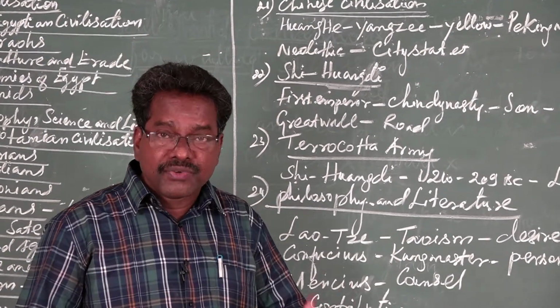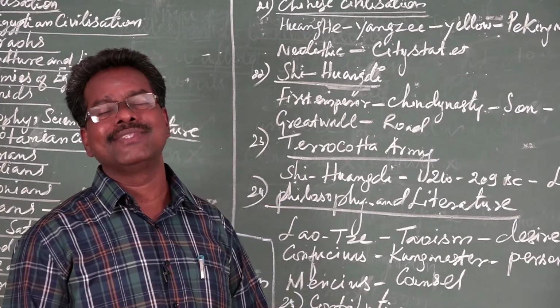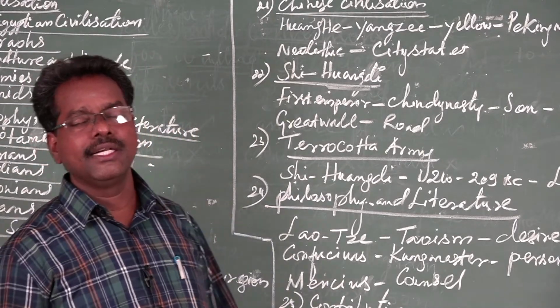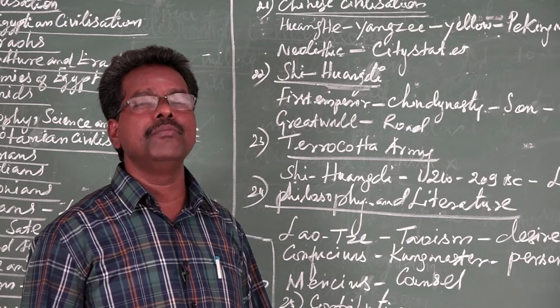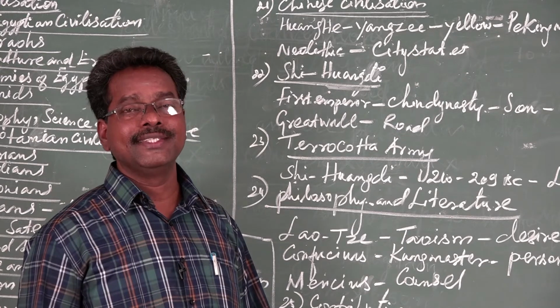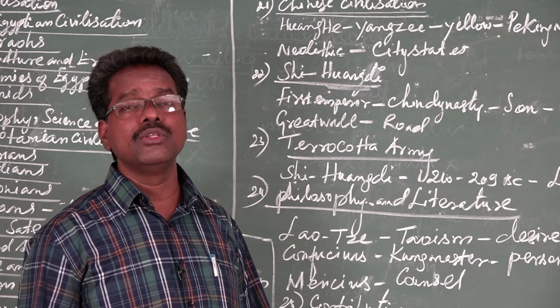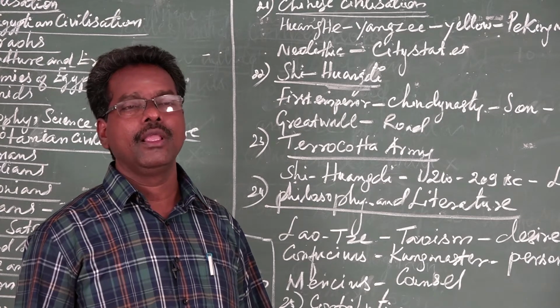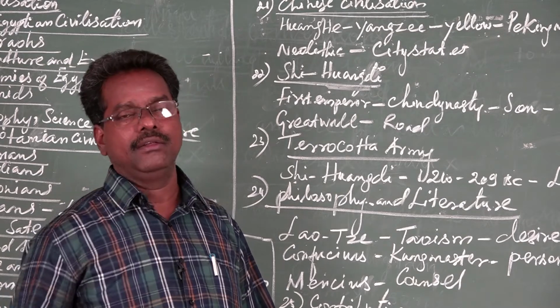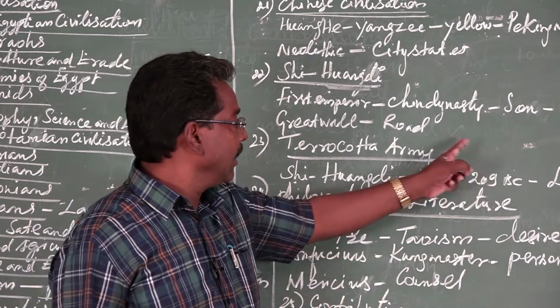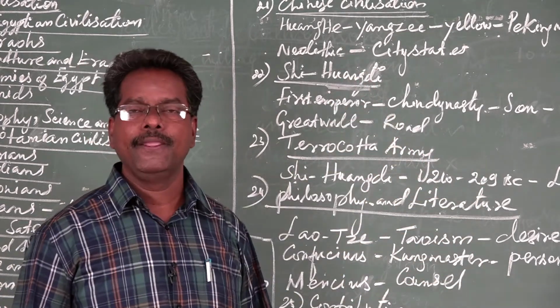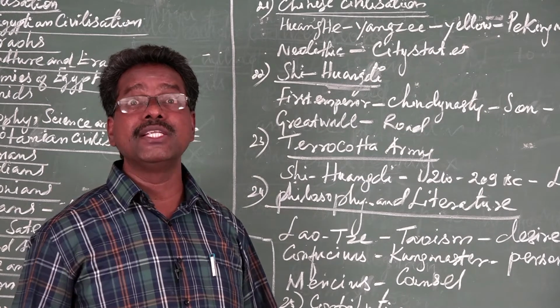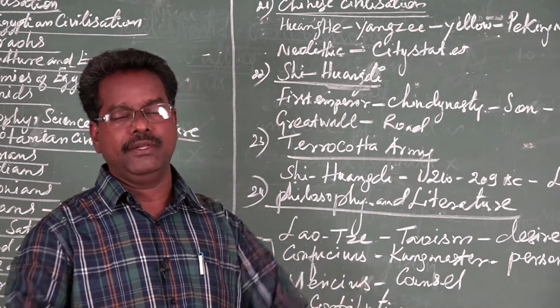Shi Huangdi, the first emperor, was given the title of Son of Heaven. He constructed the Great Wall of China, which is one of the world wonders. It was used to protect the entire Chinese empire from nomadic invasion. He also constructed a road system for the integration of the entire Chinese empire.